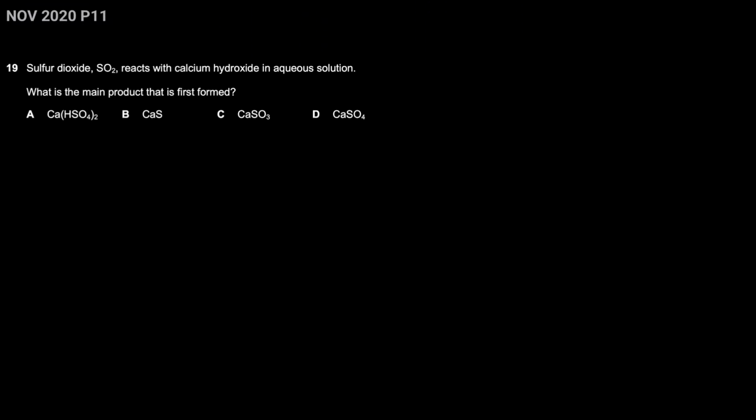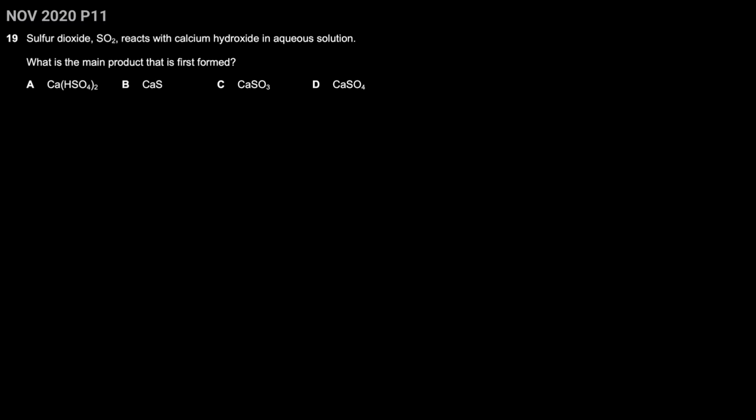The next question that we have here is question number 19. Now question number 19 says, sulfur dioxide, SO2, reacts with calcium hydroxide in aqueous solution. What is the main product that is first formed? So we know that sulfur dioxide is an acidic gas, and we know that in water, sulfur dioxide forms sulfurous acid, or the ion that sulfur dioxide forms is sulfite ion. So what we have here is H2O, resulting in the formation of H2SO3. And here we have sulfite ions. These are formed from sulfur dioxide in aqueous solution.